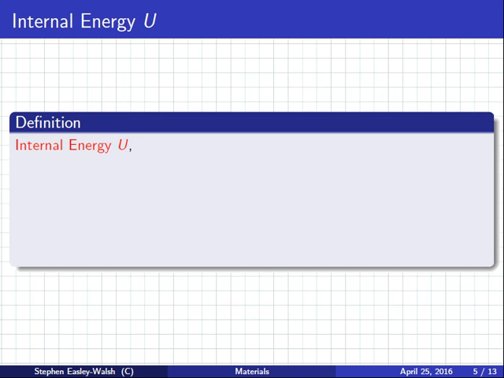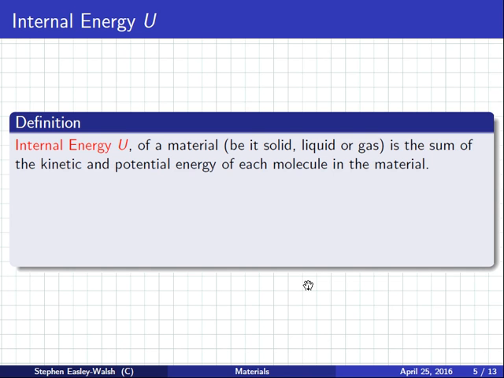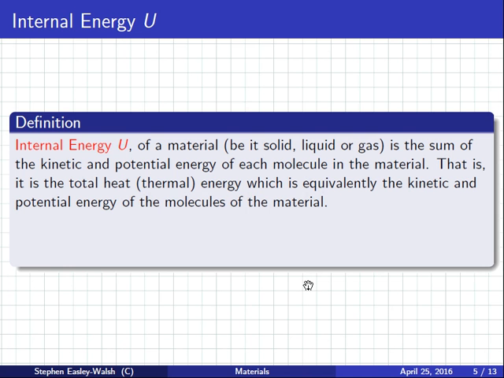Ready? Internal energy, U, of a material, doesn't matter if it's solid, liquid, gas, or plasma, it's the sum of the kinetic and potential energy of each molecule in the material. In other words, mathematically speaking, it's the total energy, which is the total kinetics plus the total potential.